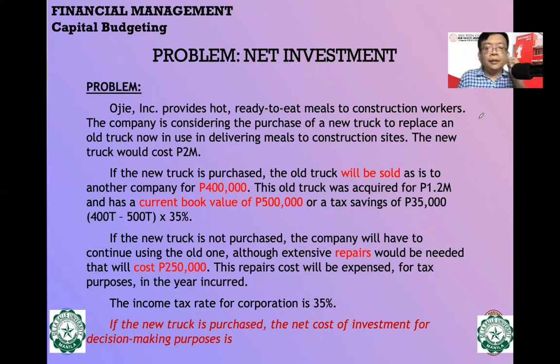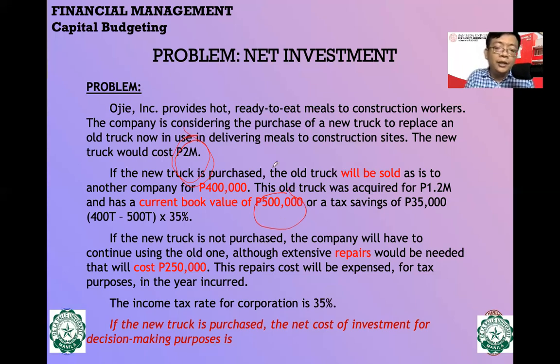Alright. Problem number 2. Net investment. OG Incorporated provides hot, ready-to-eat meals to construction workers. The company is considering the purchase of a new truck to replace an old truck, and the new truck would cost 2M. So, relevant here is 2M. By the way, take note of this one. This might come out in your CMA or ACCA. If the new truck is purchased, the old truck will be sold to another party for 400,000. The old truck was acquired for 1.2M and has a current book value of 500. So 500 is our relevant cost here.